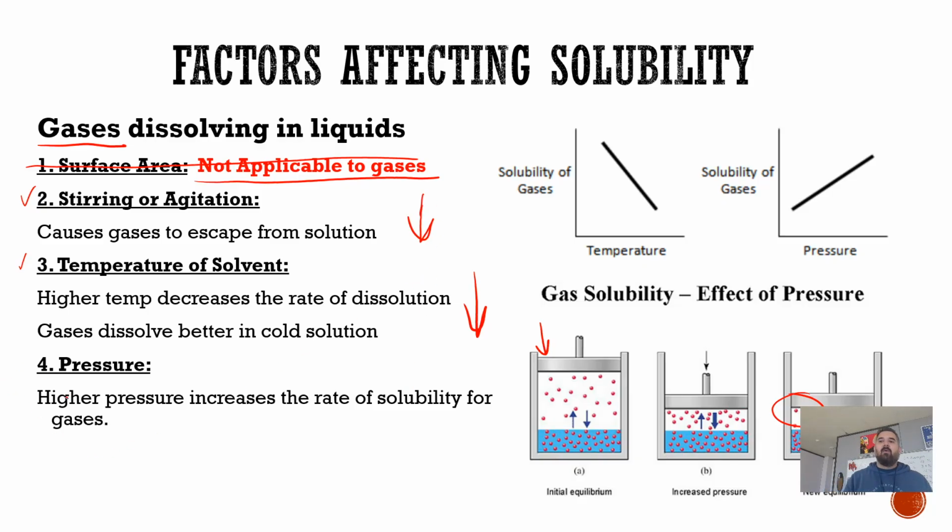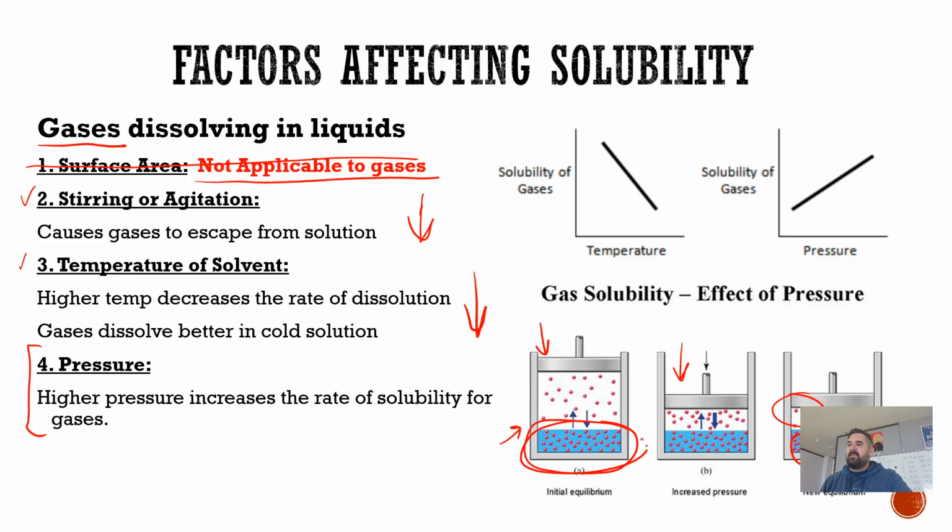And then when it comes to pressure, pressure increases the solubility for gases. You can take a look at this example here. Over here we have little pressure, and you can see how many molecules are in the liquid. Then when we increase the pressure, what happens to the number of molecules in the liquid? Does it go up or down?